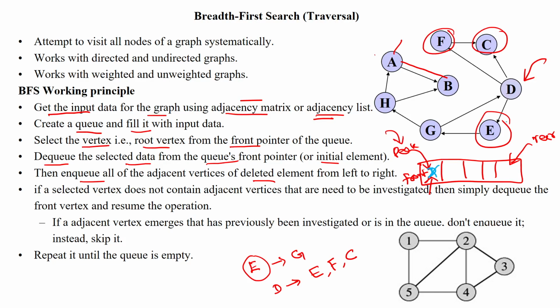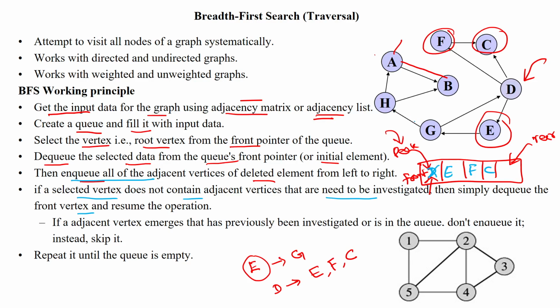Then adjacent vertices are E, F, C. So you have to enqueue that E, F, C into the queue. So that's what it says: enqueue all the adjacent vertices into the queue from left to right. Then if a selected vertex does not contain adjacent vertices that need to be investigated, then simply dequeue from the front pointer and resume the operation.